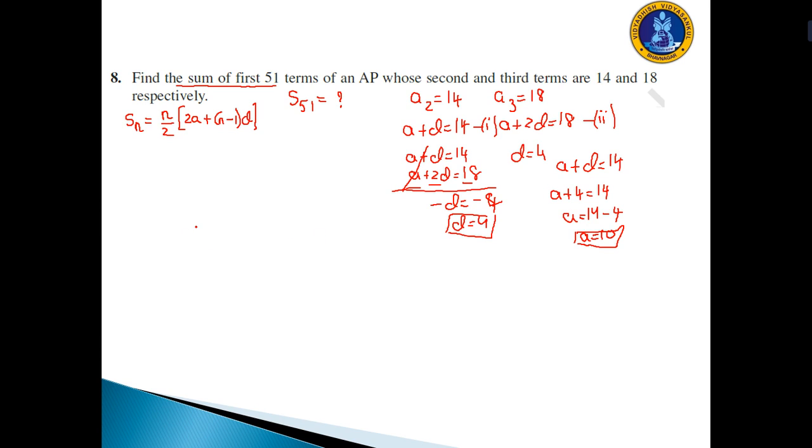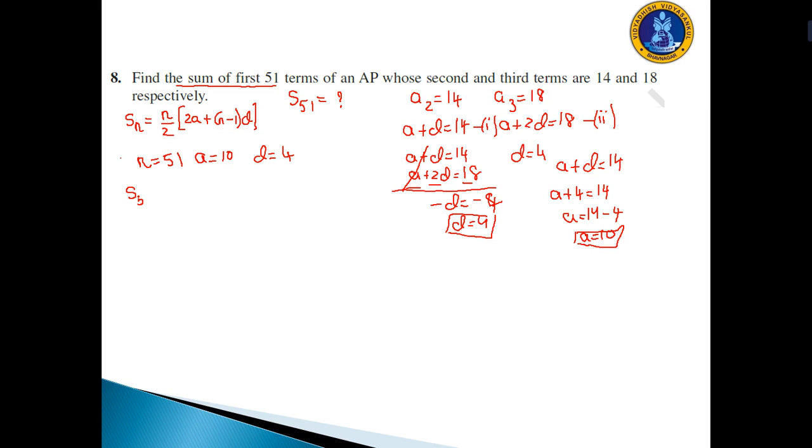So two things we had to find out. For this question we need A, N and D. So N we already know. N was given in the question, 51. A we have found out, 10. D we have also found out, 4. Now we have to put all these three values in the above equation.